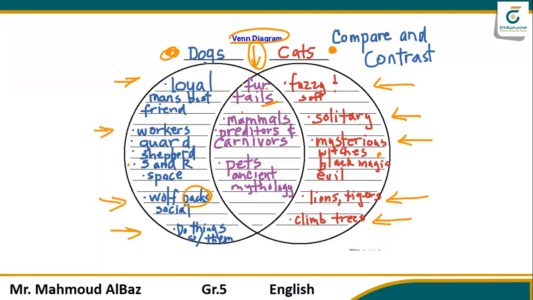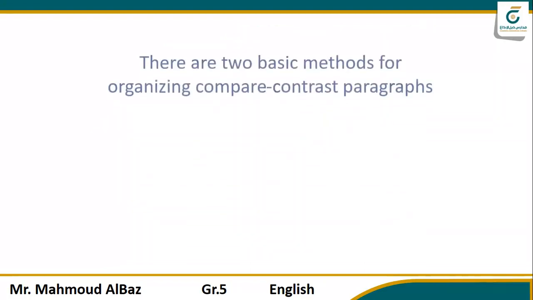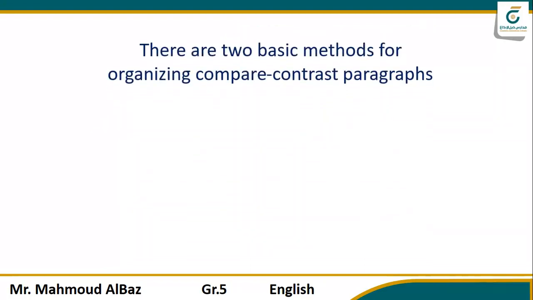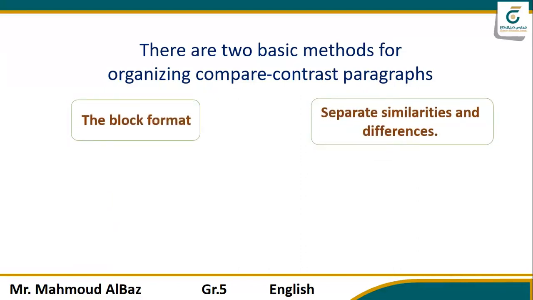Then after that you start your structure, and how do you organize your structure? There are two basic methods for organizing compare and contrast paragraphs. What are they? Okay, the first one, the block format, and the next one, separate similarities and differences. Before we start, what's your background about this? You don't know? Maybe some of you.